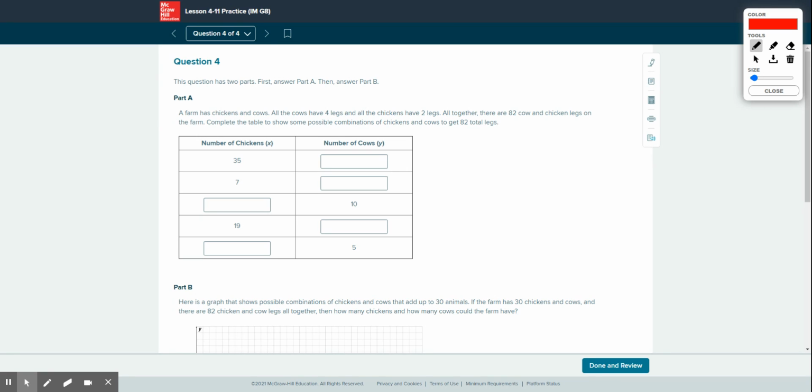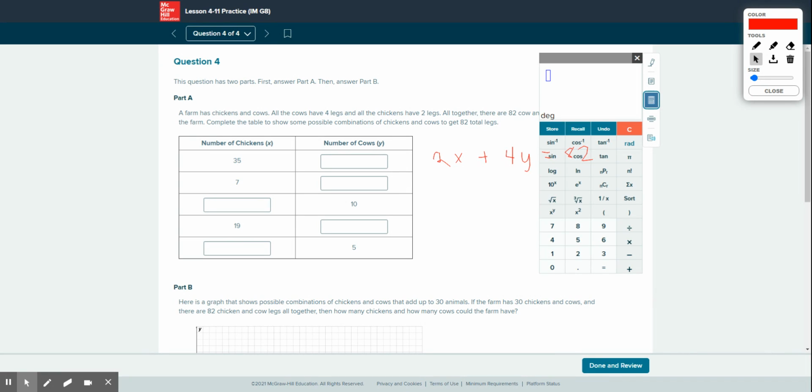What I want to look at here was, like I said, 2 times x plus 4 times y is equal to 82, and I want to use that as I'm working through. So when I go to my calculator, I just work backwards. I know that 2 times 35 gives me 70 legs. 82 minus 70 tells me that I have 12 legs left. In those 12 legs, 12 divided by 4 is going to be 3.